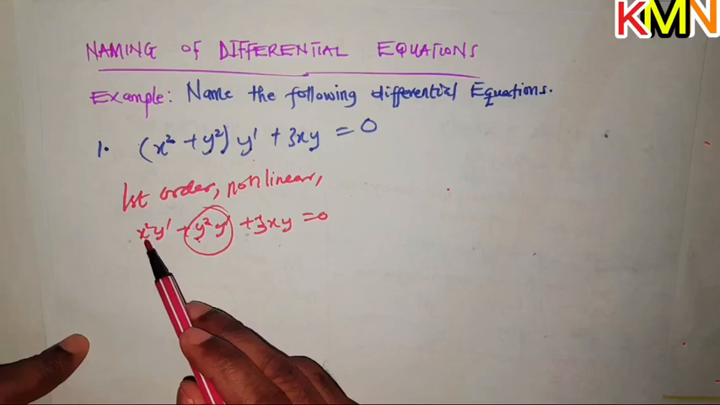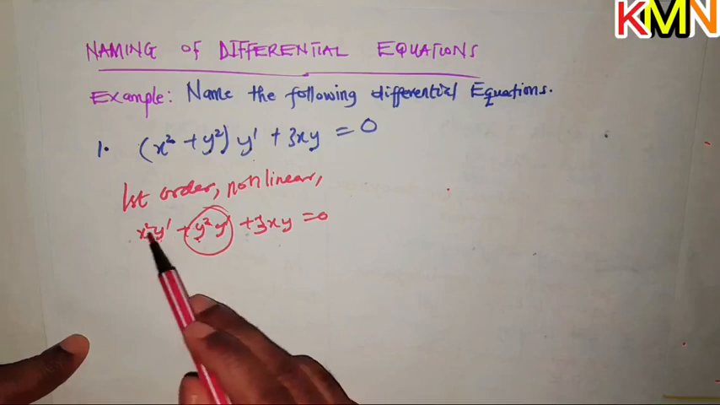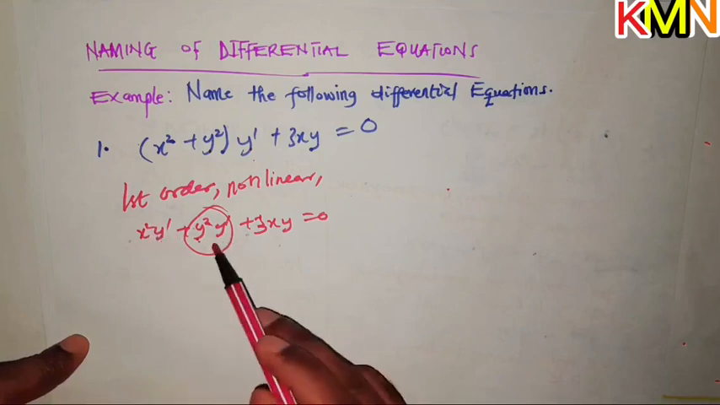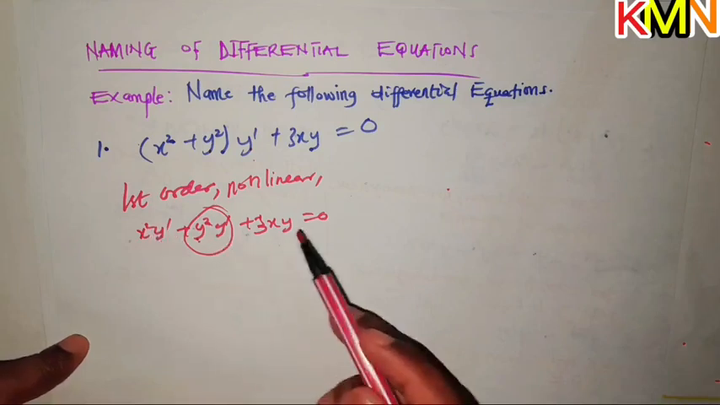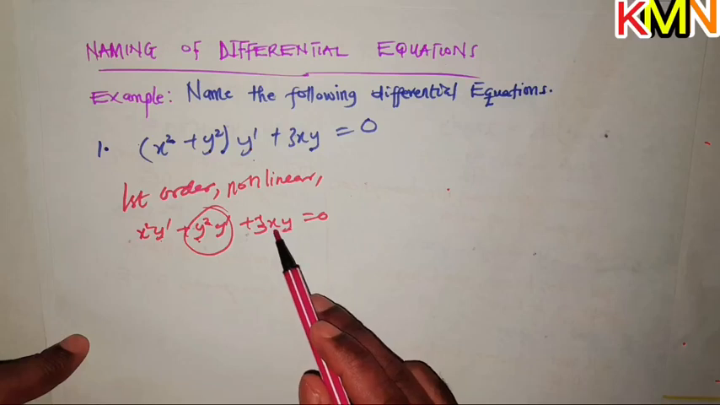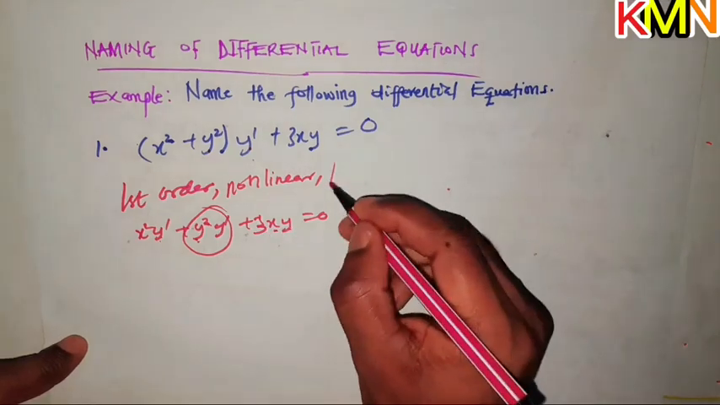Let's check the homogeneity. Homogeneity, because the x squared is multiplying the derivative, it doesn't affect its homogeneity, so still it's homogeneous. This one too, they are all the dependent variables. This one too, because there's y attached to it, it's still homogeneous. So this is homogeneous.